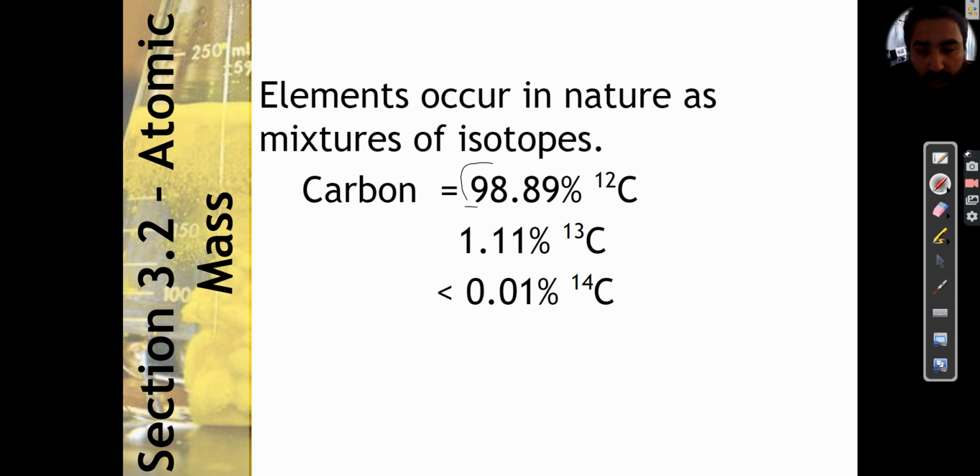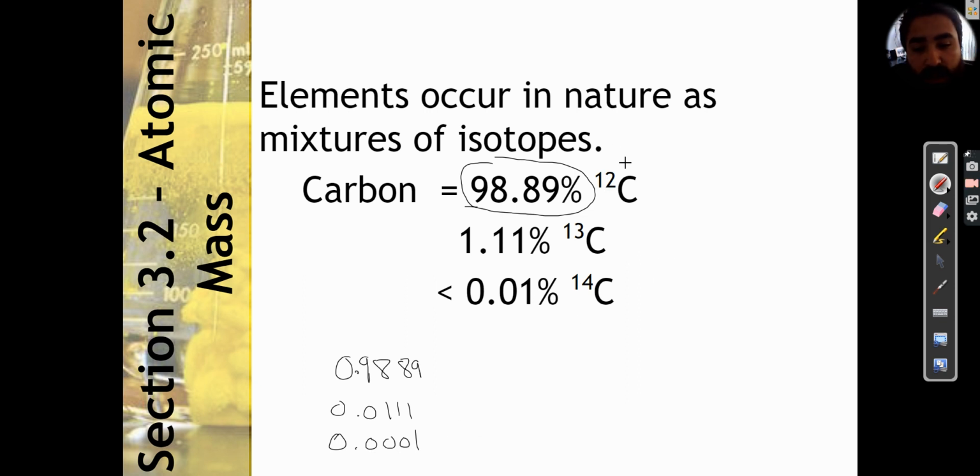But let's just say, how do we actually do this calculation? What you would do is you would turn this percentage into a decimal. So you do that by dividing by 100. So it becomes 0.9889. You do the same thing with this one, divide by 100. So you get 0.0111. And then this one over here, divide by 100, and you get 0.0001.